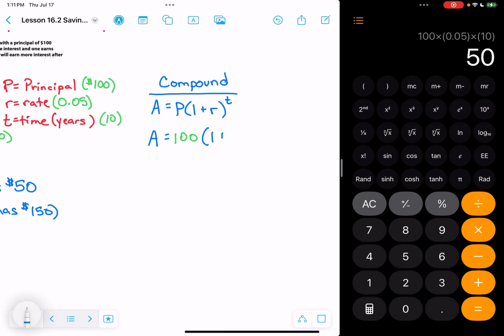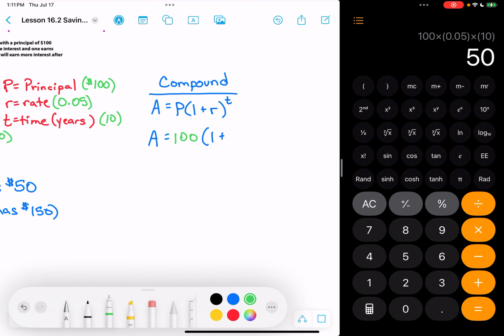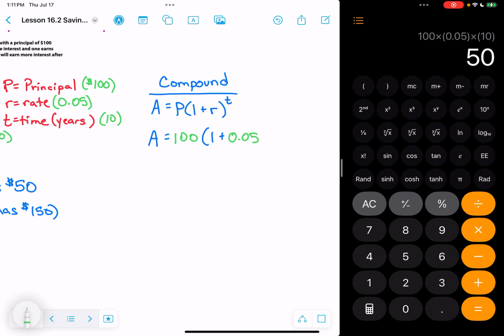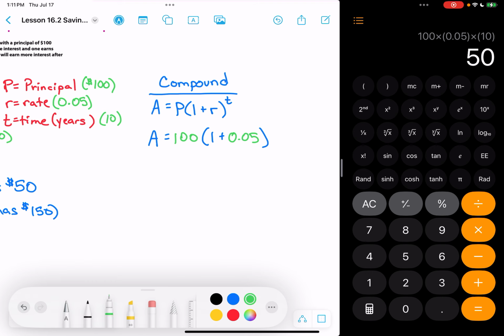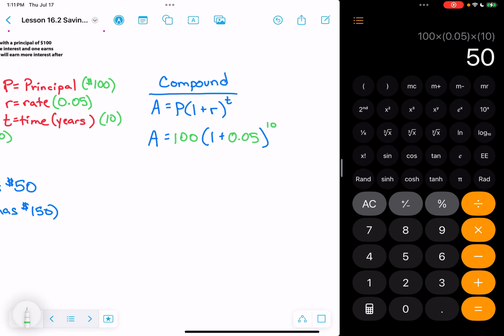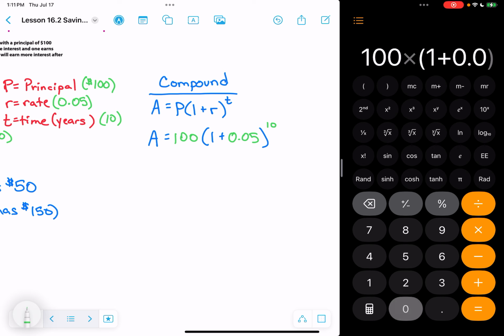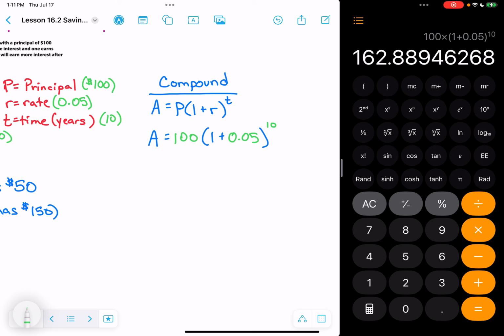So 1 plus 0.05 is our rate. And we're going to raise this to the 10th power. Okay. And we can put this into the calculator exactly like that. So we'll do 100, open parentheses, 1 plus 0.05, close parentheses, and then we're going to raise this to the 10th power. 162 point, and let's go ahead and round this to 89.